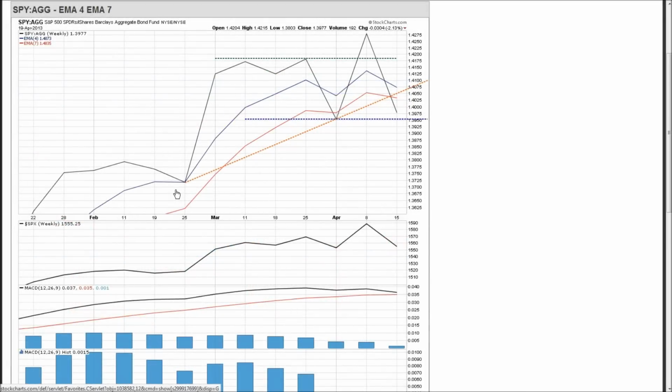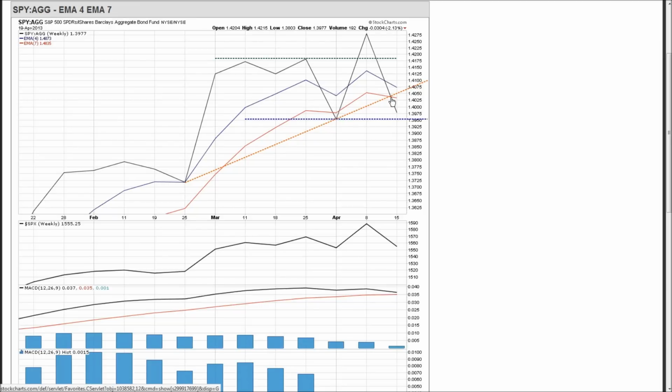This is another look at risk on versus risk off. SPY relative to AGG, the aggregate bond index. This is somewhat of a close-up view of a weekly chart. Two weeks ago, we made a higher high here, which appeared to be bullish. Last week, we broke this upward sloping trend line here in a bearish manner.